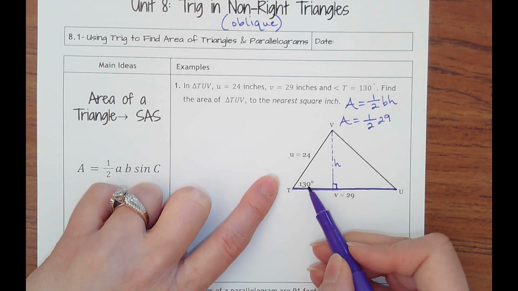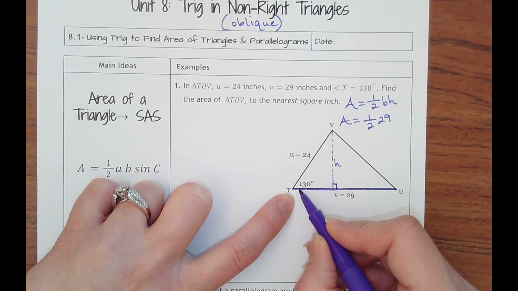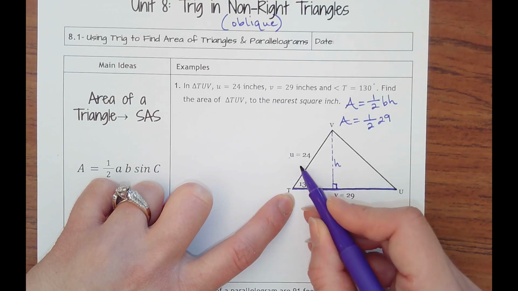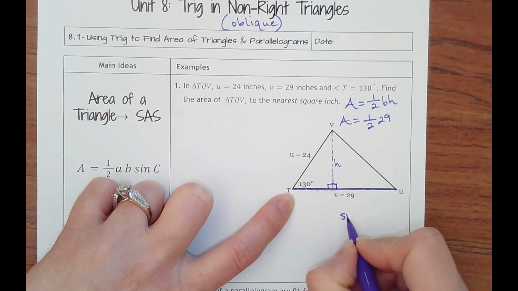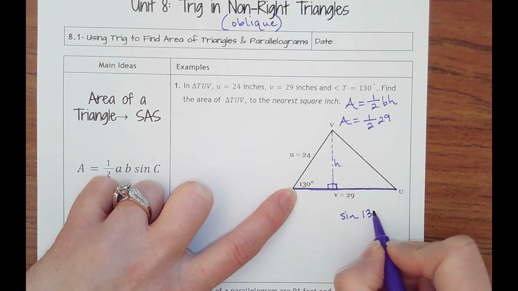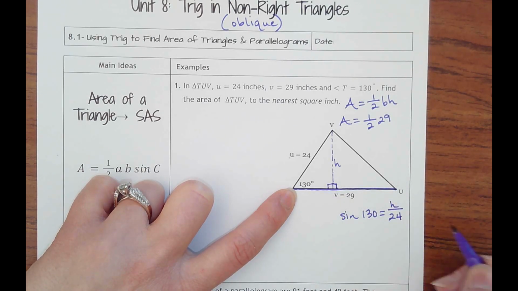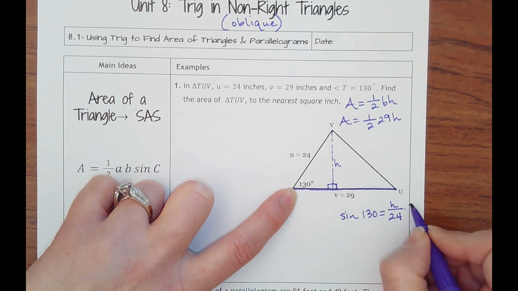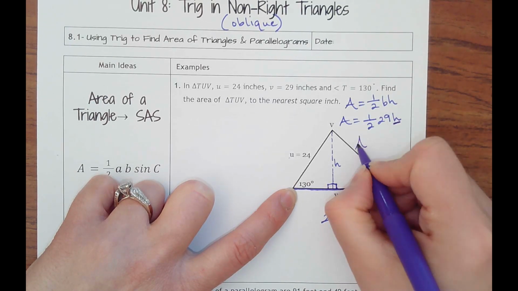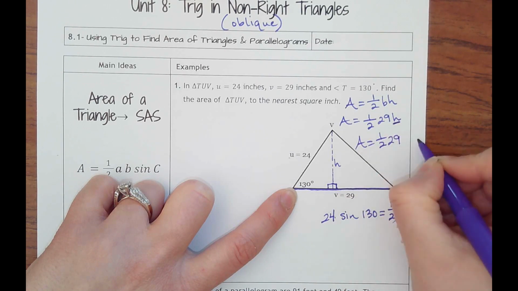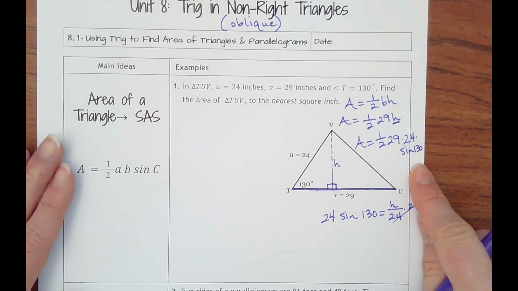Because I have a right triangle here, I could go ahead and use SOHCAHTOA. So from this 130 degrees, I'm trying to find the opposite side, and I have the hypotenuse, because this is my 90. And so opposite over hypotenuse, that would be sine of my angle, 130 degrees, is opposite, H, over hypotenuse, 24. So to solve for H, I'm going to multiply by 24 times 24. So I'm going to replace H, and I get 1/2 times 29 times 24 times sine of 130. But I wouldn't want to have to do this formula every time.